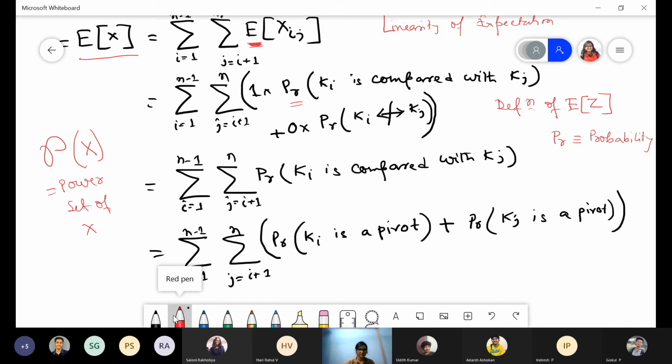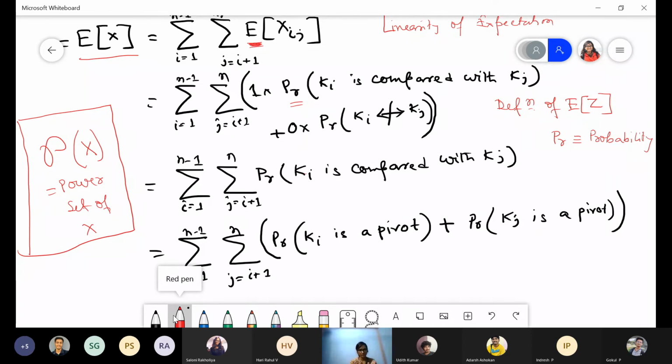Okay, these are the generally used symbols, mathematical terms or symbols. Now, Pr of K, the probability that Ki is compared with Kj, this is the event that we are going to consider. For our quicksort analysis, we know that two elements are compared only when one of them is pivot. This means either Ki is pivot or Kj is pivot. So one of them is pivot.